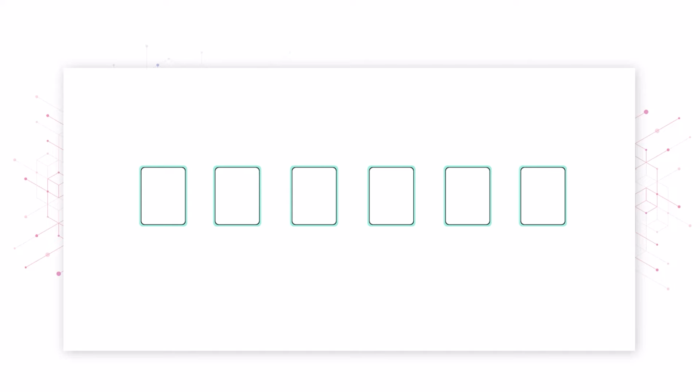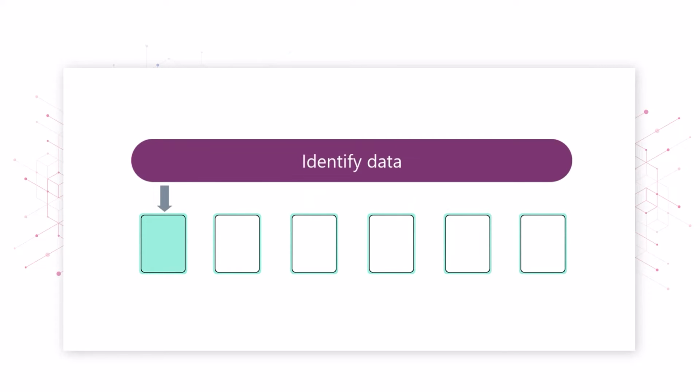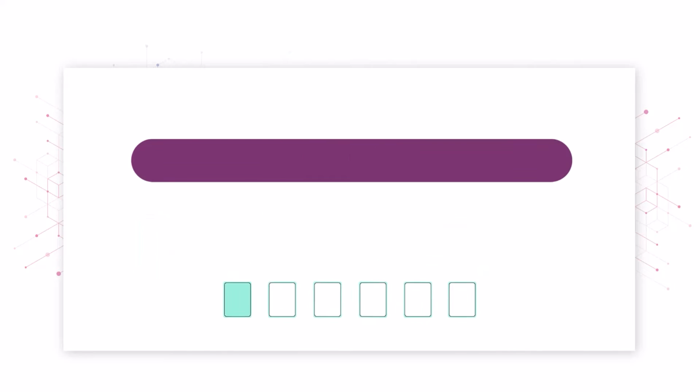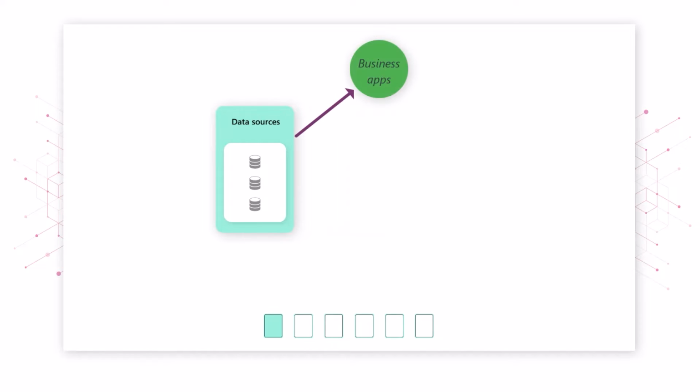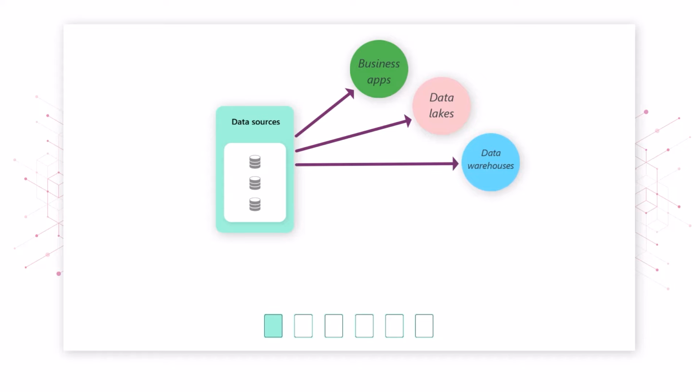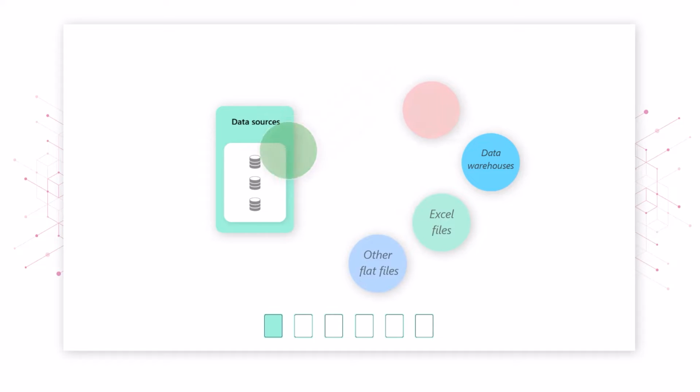The first task we'll perform in our sample scenario is to identify the data we want to work with. Workbench can work with many different types of data, including data from business applications, data in data lakes and data warehouses, and user-generated files such as Excel files and other types of flat files.